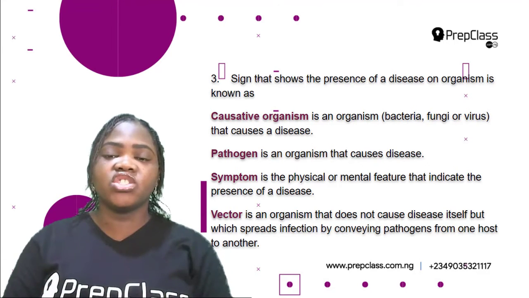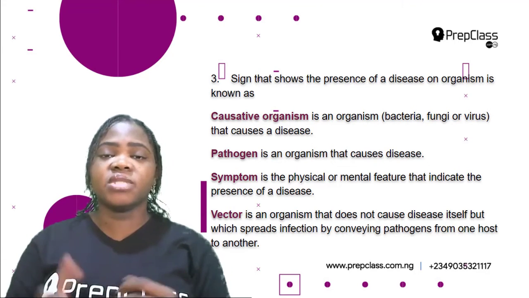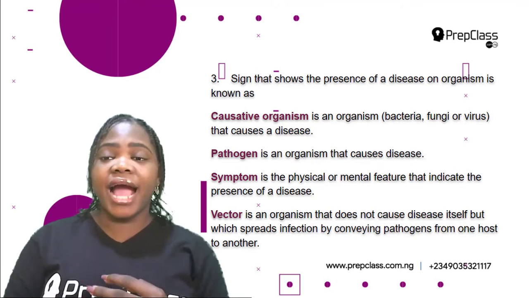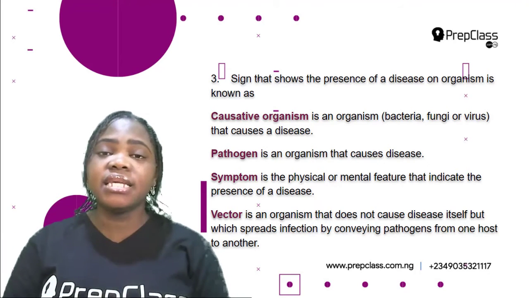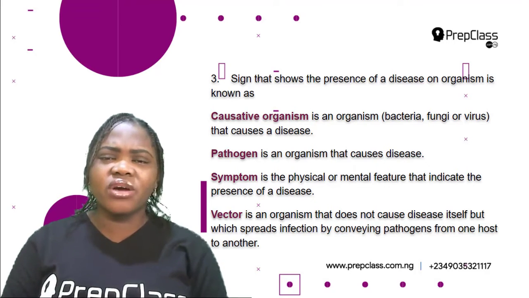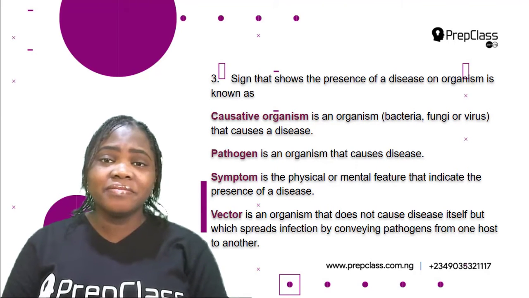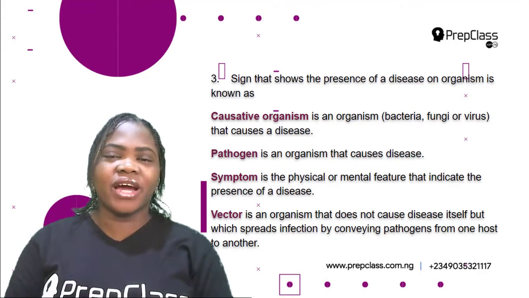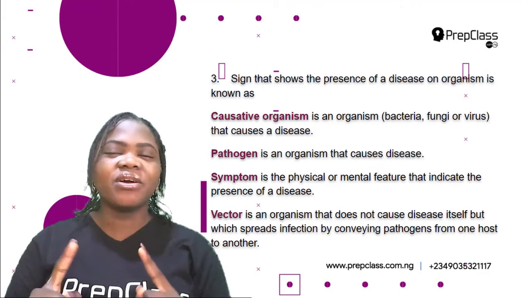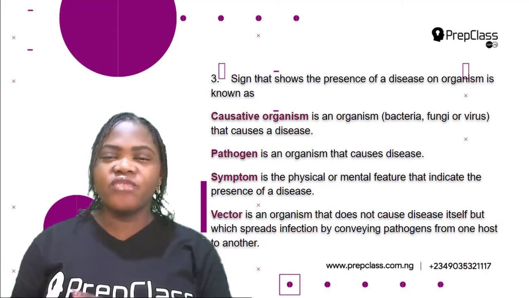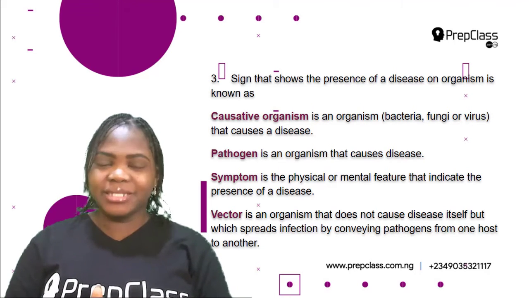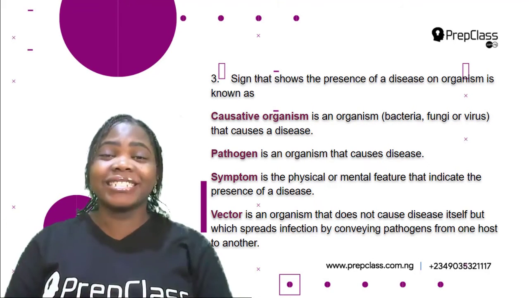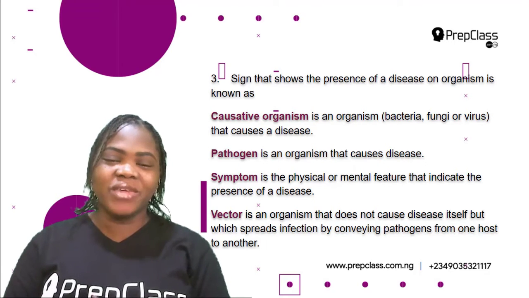What is a causative agent? This is an organism. This could be bacteria, fungi, or virus that causes a disease. Do you know an example of a causative organism? Try. Okay, so what about coronavirus? So coronavirus is the causative agent of the COVID-19 disease, right? Okay, so that's an example of a causative organism.